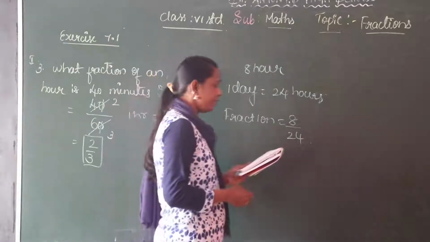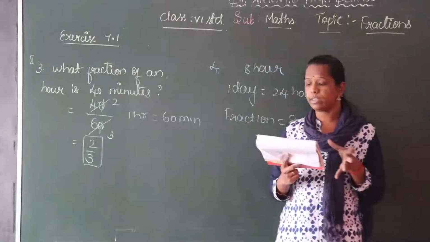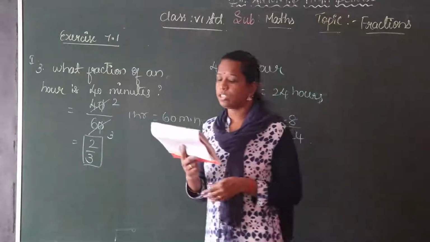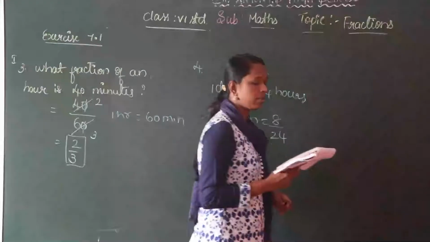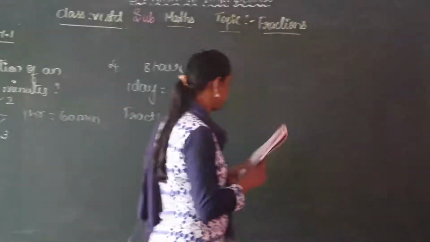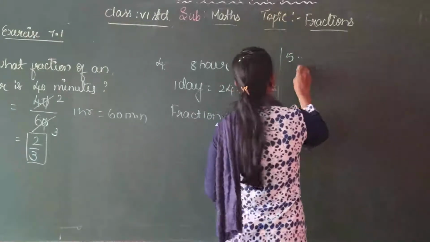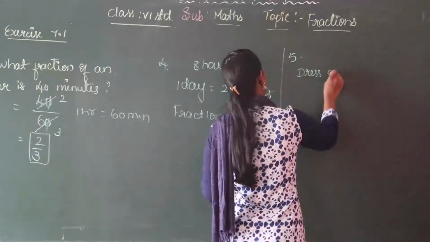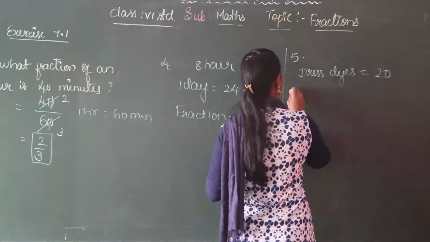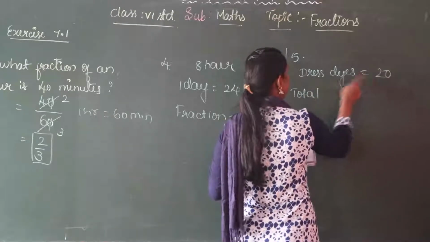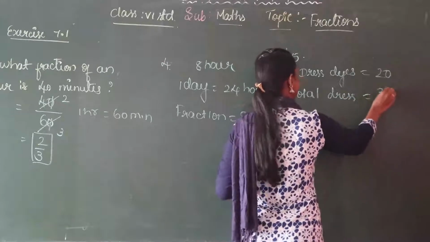So next question. Kanchan dyes dresses. She has to dye 30 dresses in a day. She has so far finished 20 dresses. What fraction of the dresses has she finished? So Kanchan dyes 20 dresses. One time she dyes 20 dresses. So total dresses are 30.